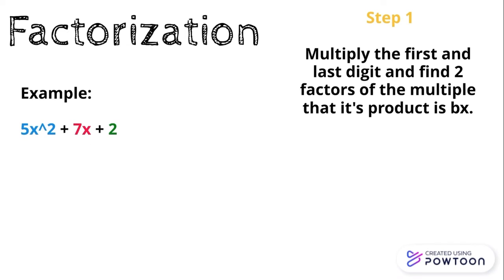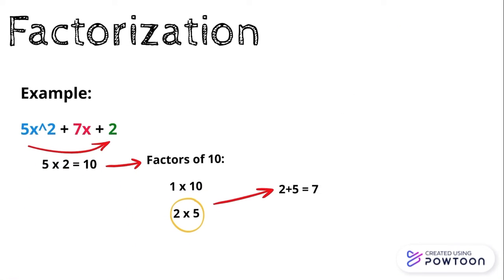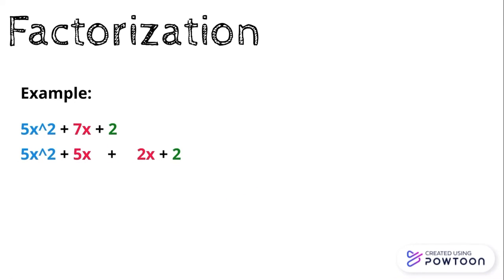So the first step is to multiply the first and last digit and find two factors of the multiple whose sum is bx. In this case, I'm multiplying 5 times 2, which is 10, and then I find two factors of 10, which are 2 and 5. 2 times 5 is 10, but also 2 plus 5 is 7. So 2 and 5 are the numbers that are going to help. So we rewrite it in an equation like this. We replace the bx by the two numbers that we have just found.